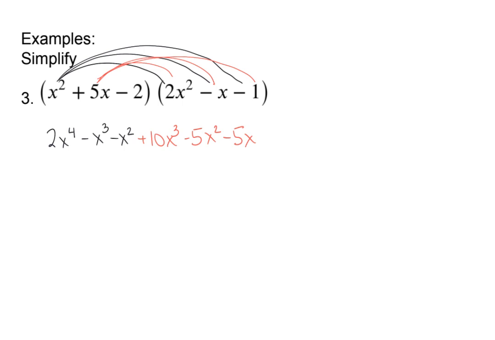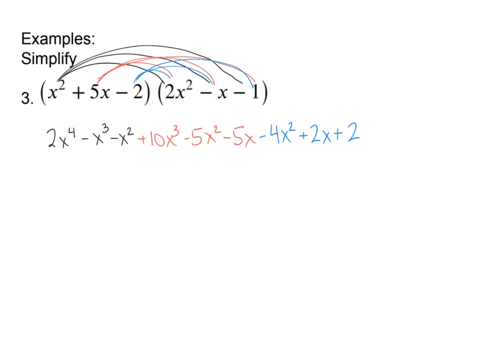Next, it's the negative 2's turn. So negative 2 is going to get distributed to everybody over there. Negative 2 times 2x squared is negative 4x squared. Negative 2 times negative x, watch your signs, a negative times a negative is a positive 2x. And a negative 2 times a negative 1 is a positive 2.